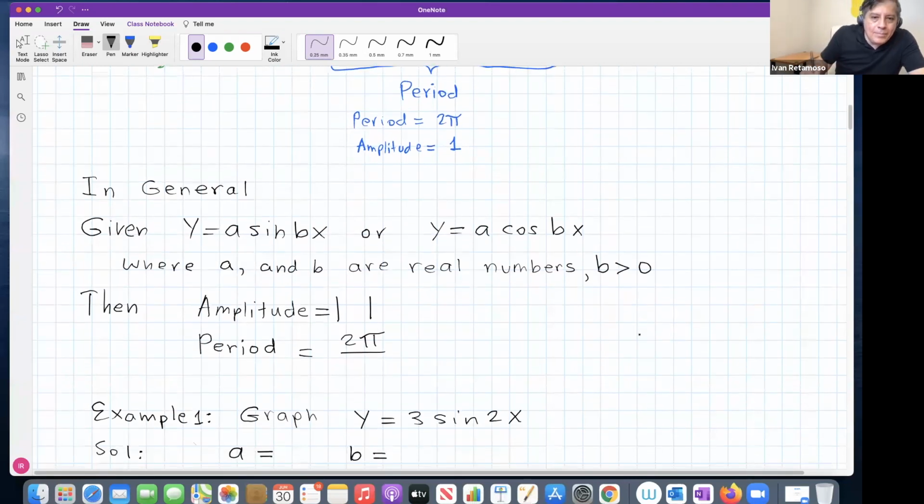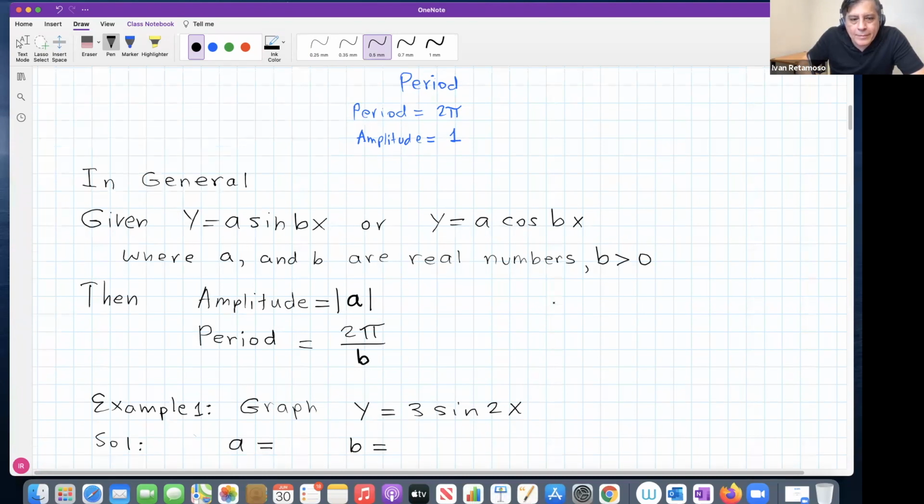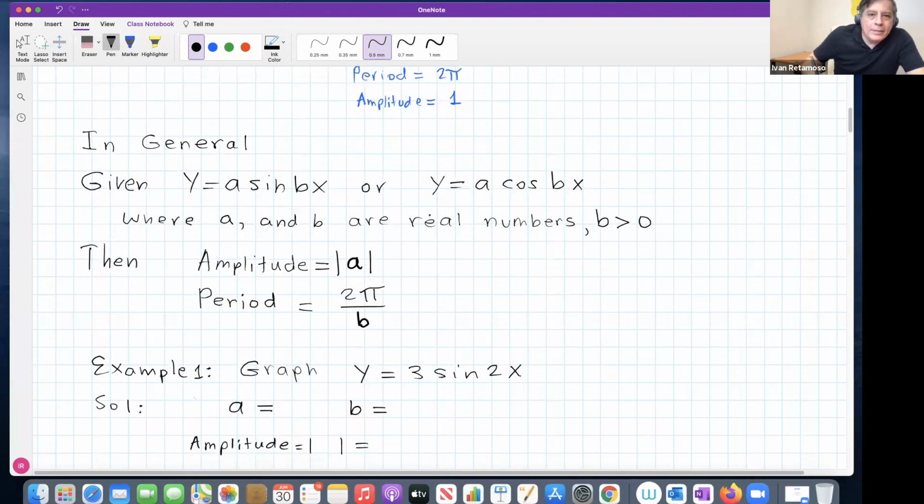Then the amplitude, mathematicians have discovered, is always equal to the absolute value of this a. The amplitude is the absolute value of a, okay? So here, amplitude, absolute value of a. Period, 2 pi over this guy b, okay? So 2 pi over b, that's the period. So how do you use this?